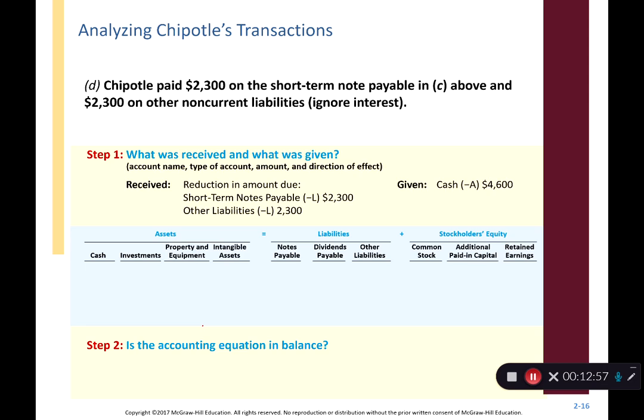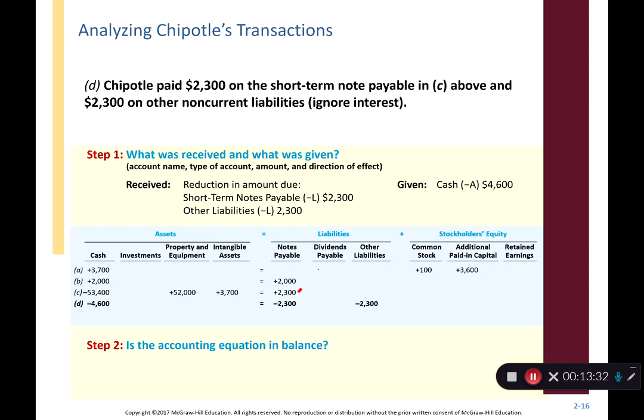So in our accounting equation, cash will go down $4,600. Again, we're just focused on item D. A, B, and C are the previous transactions that we recorded together. So cash goes down $4,600. Then our note payable goes down $2,300. We're paying off that note payable in C. So note payable went up by $2,300 in C. In letter D, we're paying it down. And then it said we're also paying off another $2,300 in other liabilities that were incurred in the past.